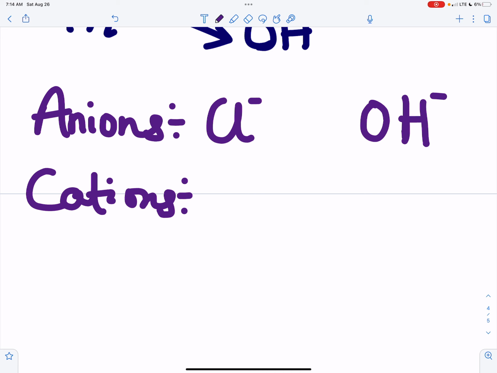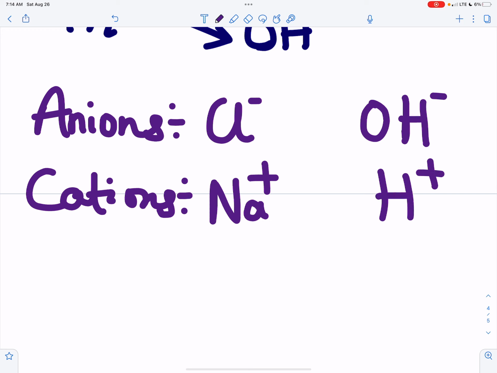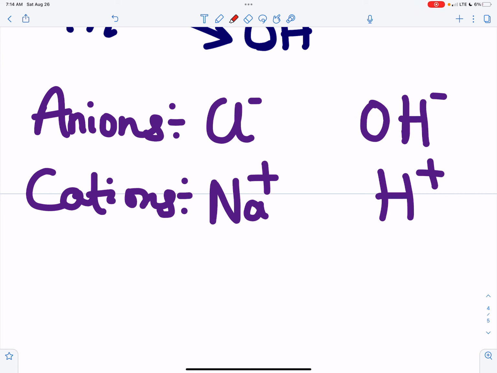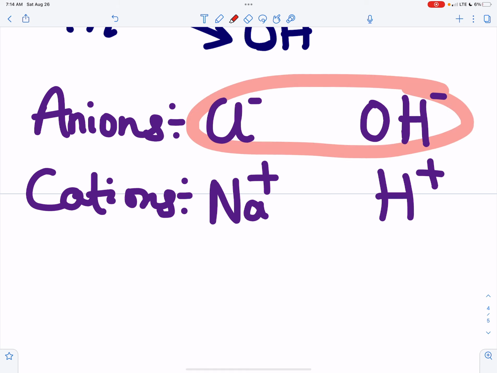The cations you get are what? Na plus from sodium chloride and what? H plus from water. So that's just the difference. In the molten state, you get only Cl minus and Na plus because water is not present. You are only melting sodium chloride into liquid form. But in the aqueous state, you have dissolved the sodium chloride in water, so there will be 4 ions present.